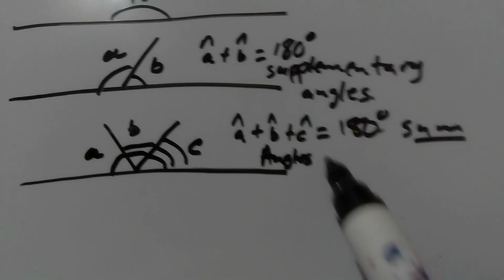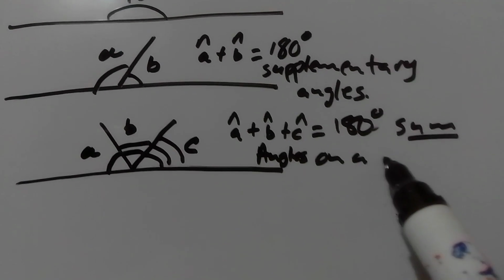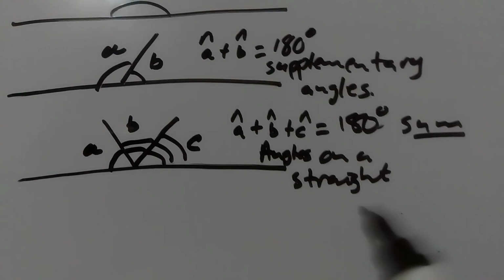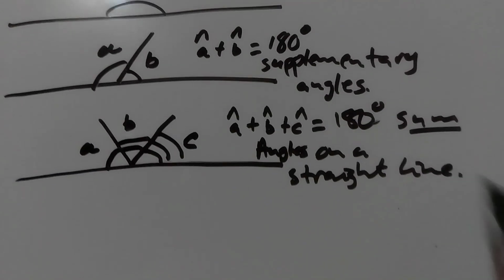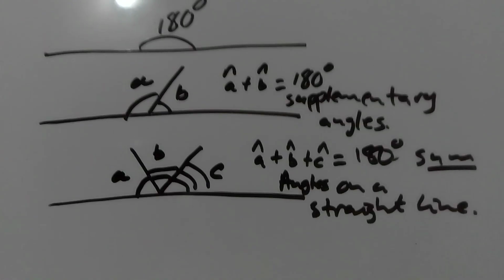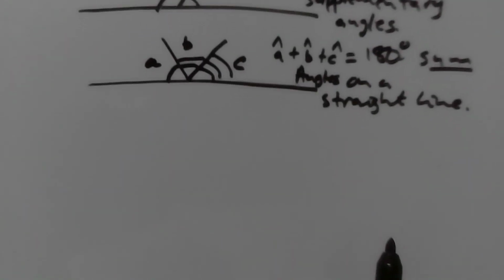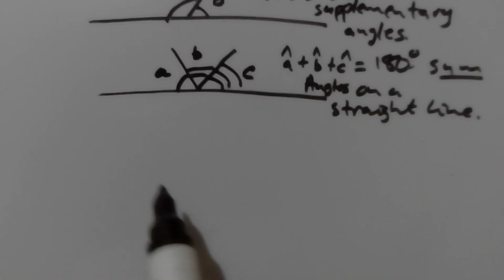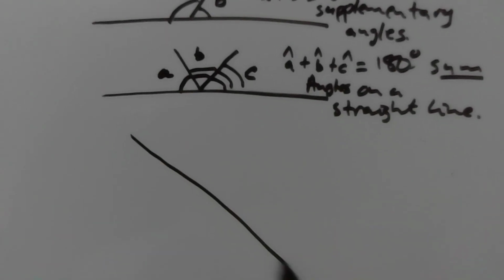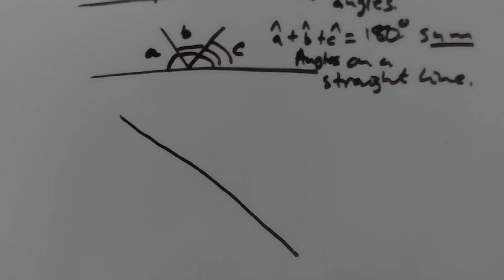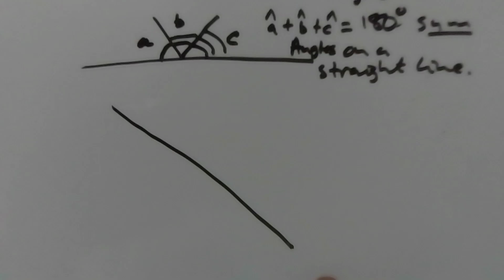Angles on a straight line. All right, so that's what we have. Now, I want you to observe the next type of lines that I'm going to give you. Now, I'm going to have this one. This line, I know that it gives me 180. Regardless of how slanted it is, at the end of the day, it's still a straight line.